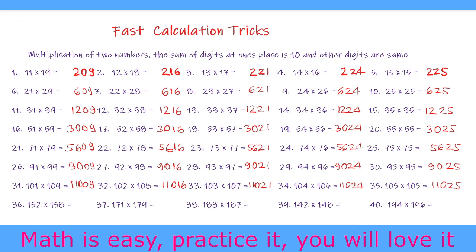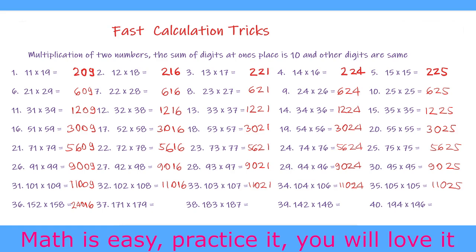Now we take few numbers at random, satisfying the condition that the sum of the digits at the ones place is 10 and the other digits are same. So 152 multiplied by 158. 8 times 2 is 16 and 15 multiplied by next higher number 16. 15 multiplied by 16 is 240. So the multiplication of 152 multiplied by 158 is 24,016. Next is 171 multiplied by 179.